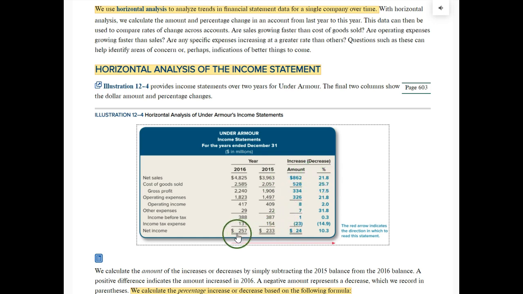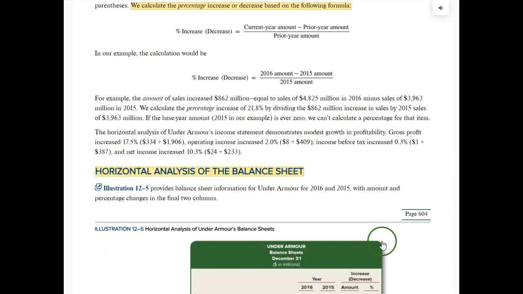Net income, subtract, you can see this is 24. So 24 divided by 233 gives you the 10.3%. So its net income went up, it increased 10.3%. So it shows you for the same company what has happened over time. That's the income statement. Balance sheet is very similar.